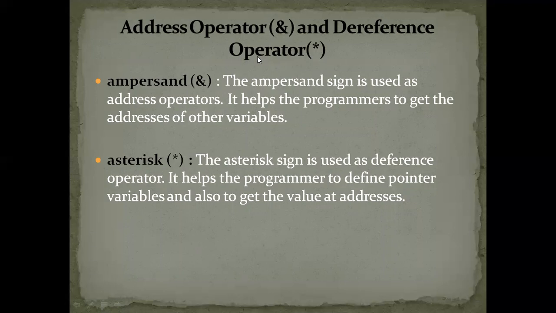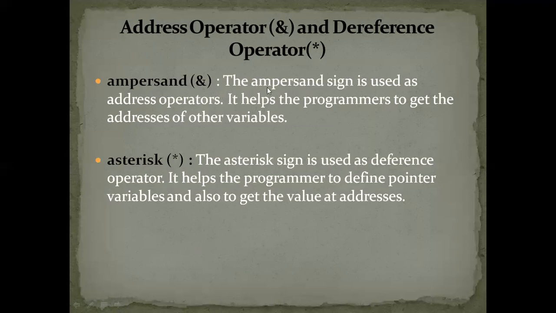Remember, the address operator is always denoted by the ampersand symbol, and the dereference operator is a star. You can call it an asterisk. So to manipulate the data by using pointers, the C programmer makes use of the address operator and dereference operator. We'll see one by one. What is this address operator? We can call it an ampersand.